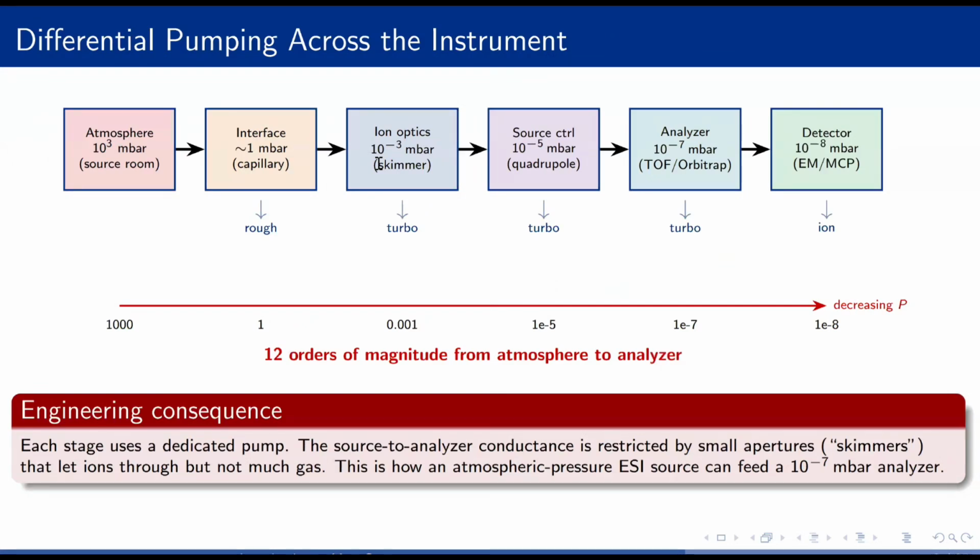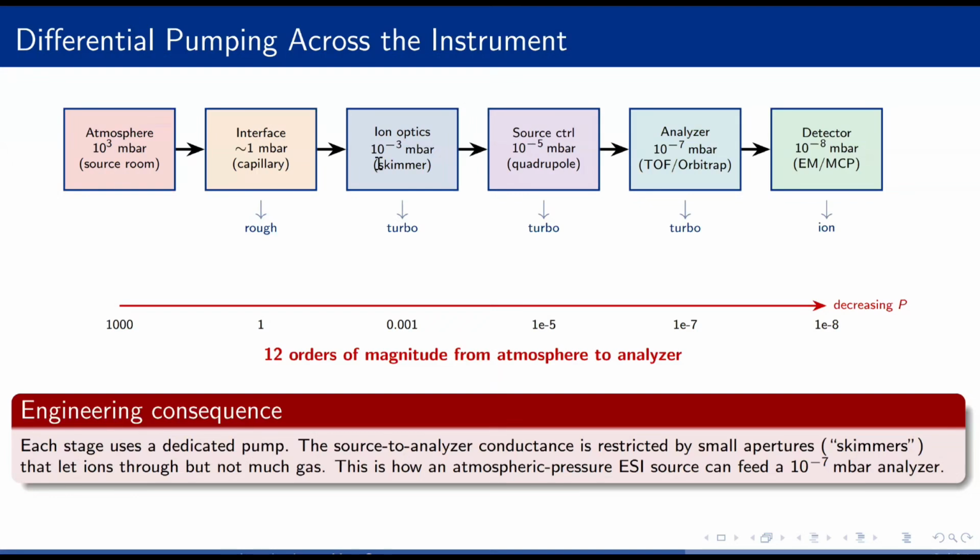This slide shows the pressure gradient in a modern LCMS instrument, which is the extreme case because the ion source operates at atmospheric pressure. Look at the scale. We start at 1000 millibar in the atmospheric pressure ion zone. We end at 10 to the minus 7 millibar in the analyzer and 10 to the minus 8 in the detector. That's a pressure reduction of 12 orders of magnitude over a distance of maybe half a meter.